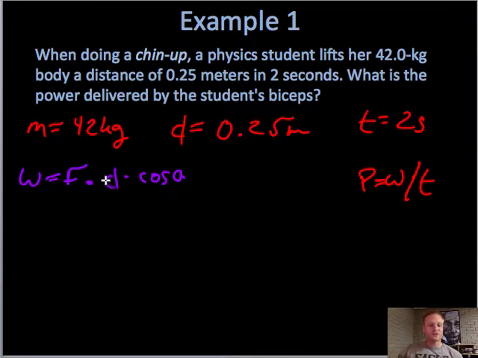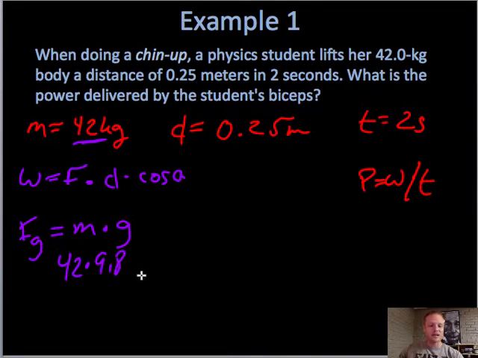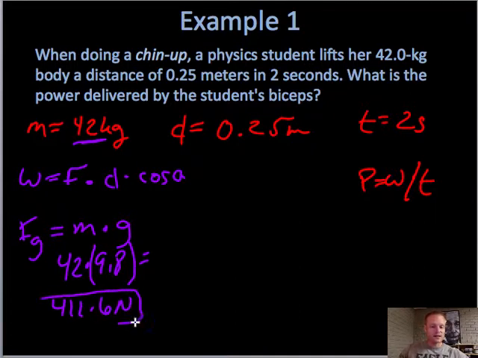Now the force, do I know the force? Sometimes people want to put in the mass, and that is not the force. We need to calculate the force due to gravity. F sub g is, if you remember, weight, and weight is mass times the acceleration due to gravity. That will give me the force in this problem. So I take 42 times 9.8 meters per second squared, and that gives me an answer of 411.6 newtons. That is the force of gravity on this individual as she's doing pull-ups. Is that it?